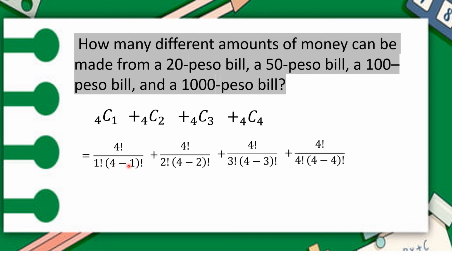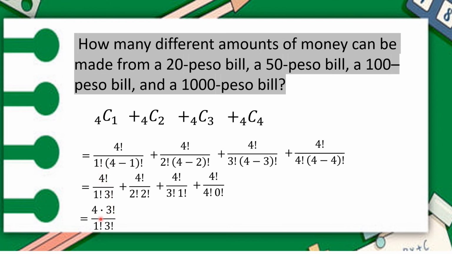So, simplify lang natin to. 4 minus 1, that is equal to 3. 4 minus 2, that is equal to 2. 4 minus 3, that is equal to 1. Then, 4 minus 4 is equal to 0. So, simplify natin itong 4 factorial over 1 factorial times 3 factorial. Expand lang natin yung 4 factorial hanggang 3 factorial. So, we have 4 times 3 factorial. Then, dito naman, expand natin yung 4 factorial hanggang 2 factorial. So, we have 4 times 3 times 2 factorial. Expand lang natin yung isang 2 factorial, 2 times 1.